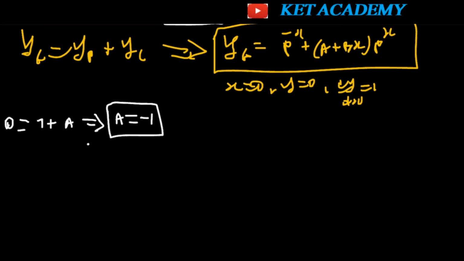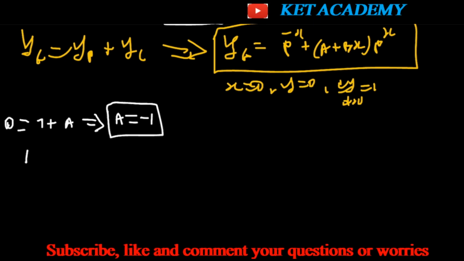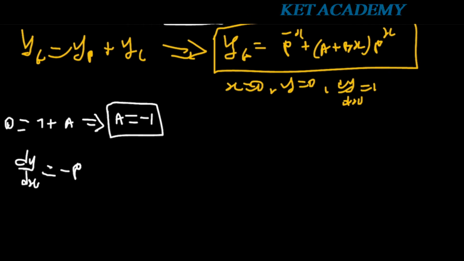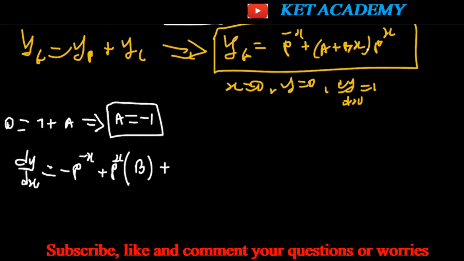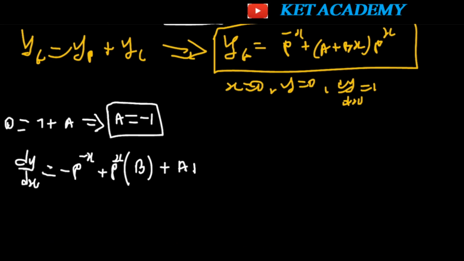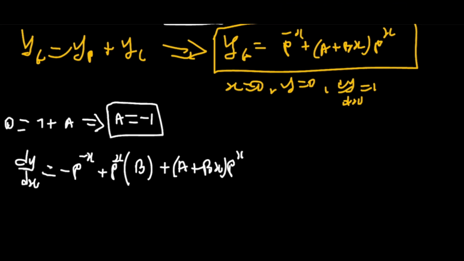So we have that. Now we are going to look for the first derivative of the general solution. This is going to give us minus e to the minus x. Now plus, we are going to keep e to the x constant and differentiate inside. When we differentiate a, we're going to have 0, and when we differentiate bx, we're going to have b. Now plus, we keep a plus bx constant and differentiate e to the x, which simply gives us the same thing, plus a plus bx, times e to the power x.